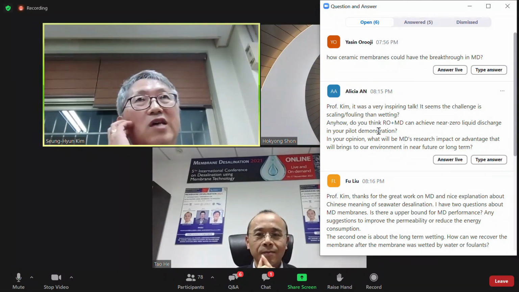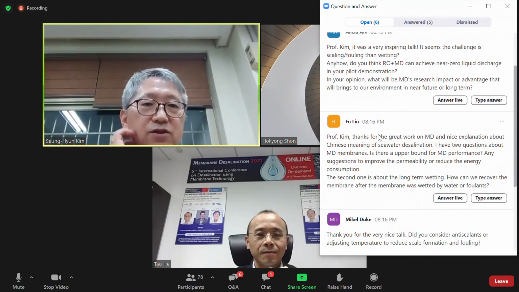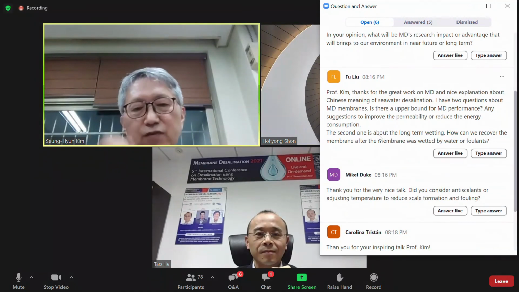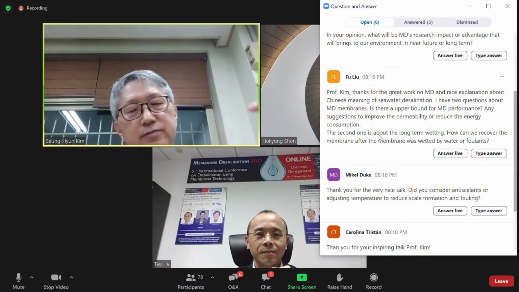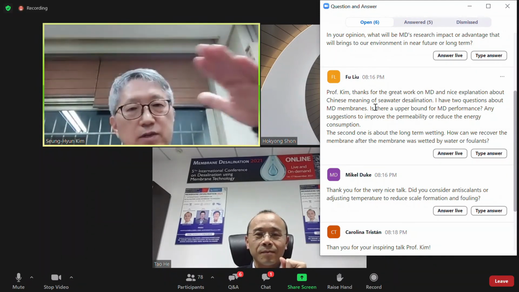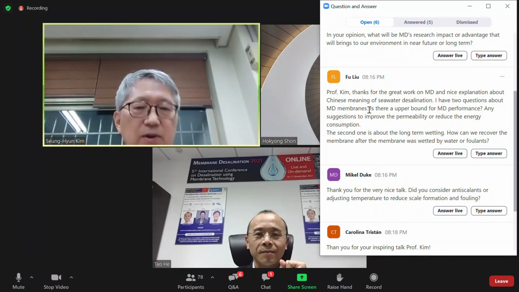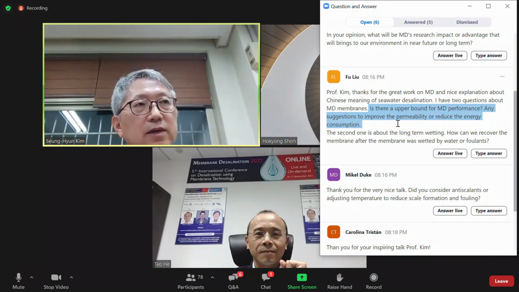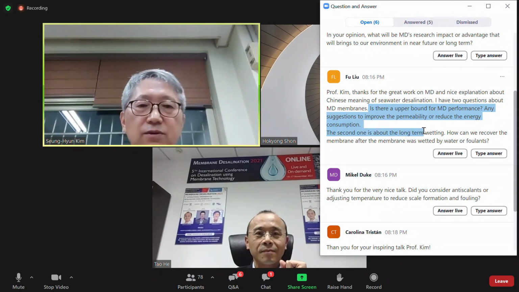The downside of membrane distillation is thermal energy. If you just combine it with RO brine, I did research because my research started from seawater desalination. I combined it with RO brine because that is the only area where we can apply this membrane distillation. But you cannot go to zero liquid discharge, probably near zero liquid discharge.